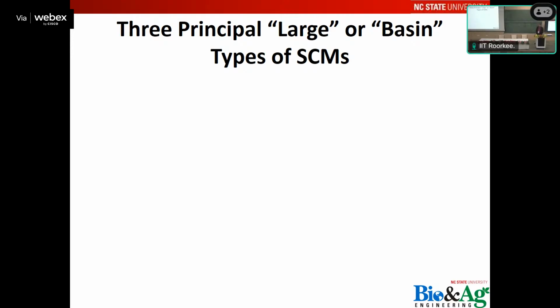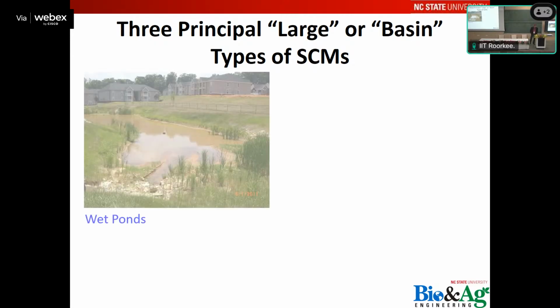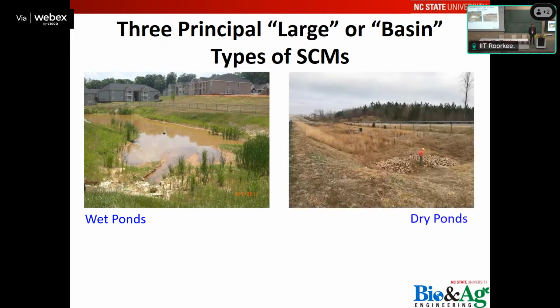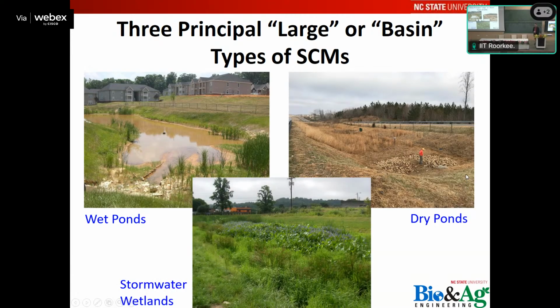So there are three large, or what people might refer to as basin, stormwater control measures. The most common in more humid areas of North America is something called a wet pond. It's not necessarily an attractive practice, but some of them are. Then in areas that are either drier or you are pretty far from the water table, you'll have something called a dry pond. They tend to be a little bit smaller than wet ponds, but not always. And then last but not least, there's a practice called a constructed stormwater wetland.